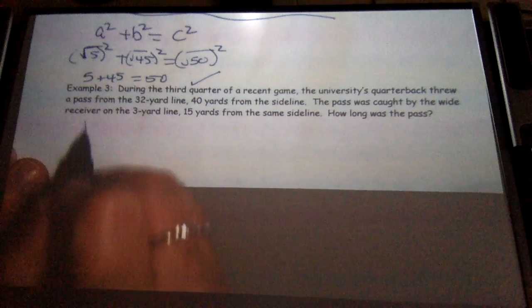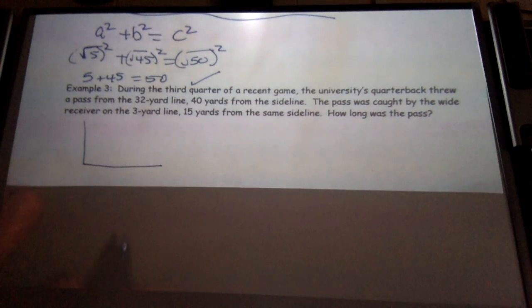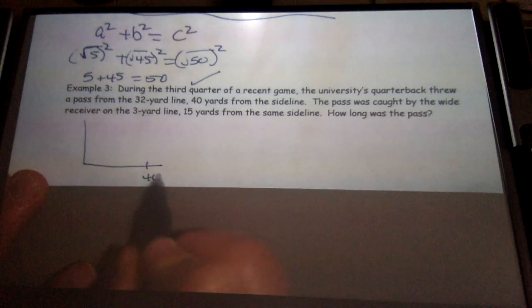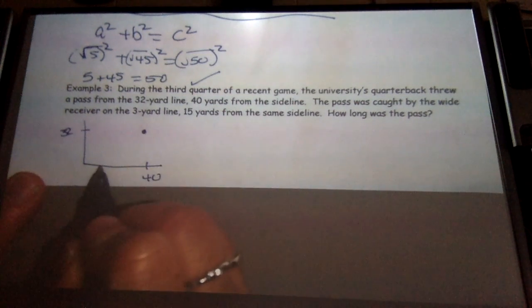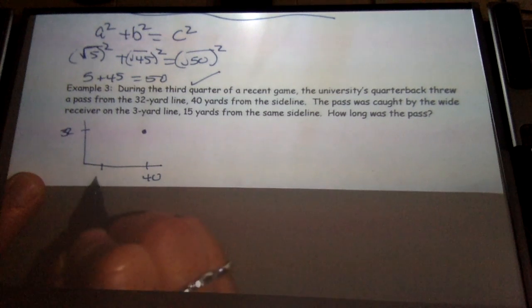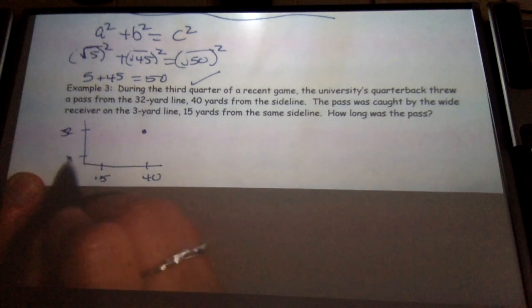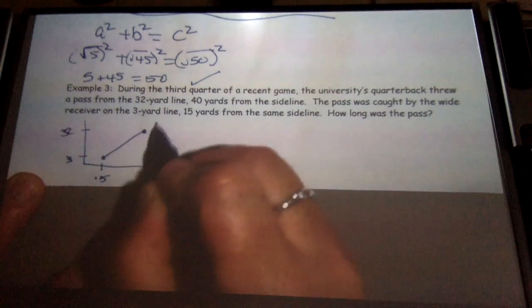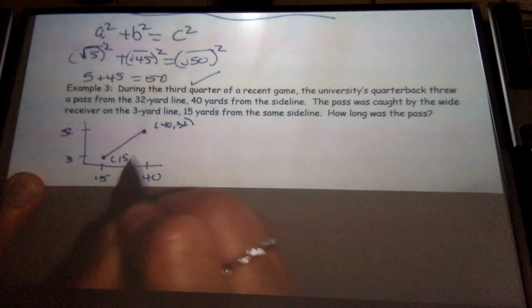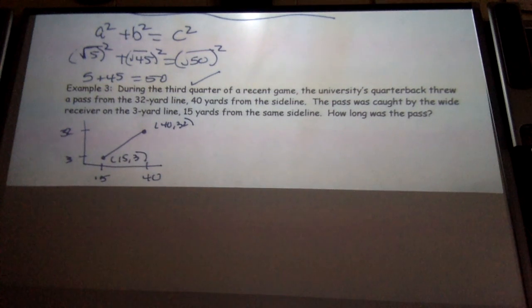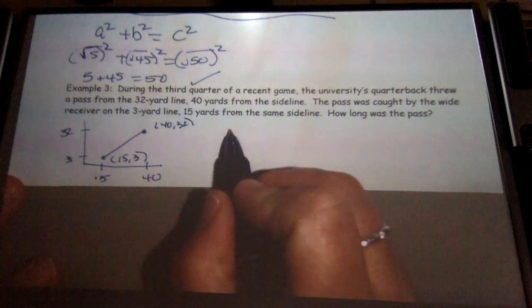If I draw this, we were what, 40 and 32. And 15 and 3. This is 40, 32. This is 15, 3. So how do I find that length? It's a distance formula. You guys do that and see what you get.